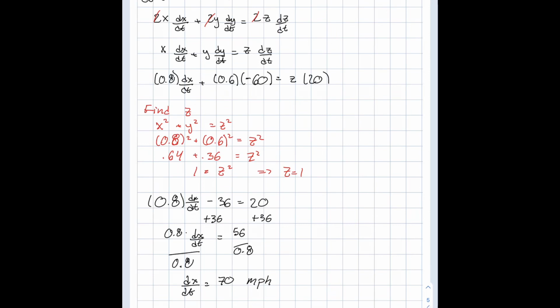And boom, he was speeding. You guys should try to use this if you're ever in this situation and the cop tells you you're speeding. Go math on him and let me know if it works. Okay, cool.